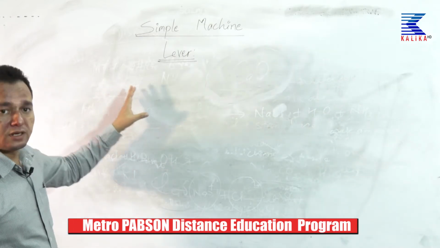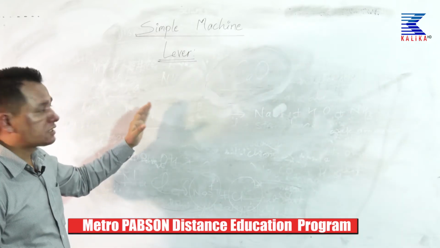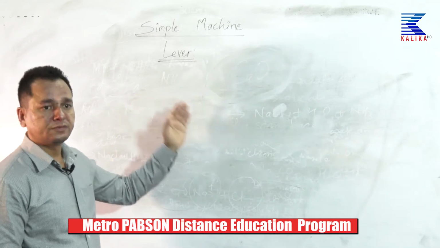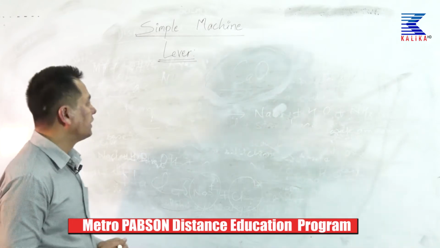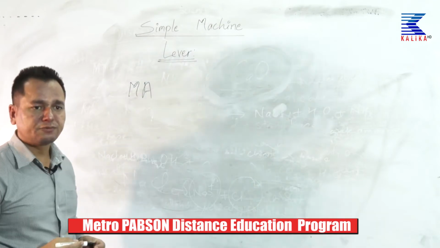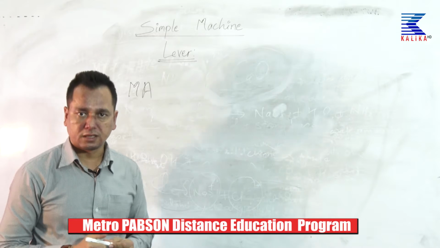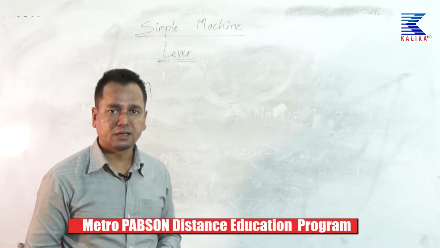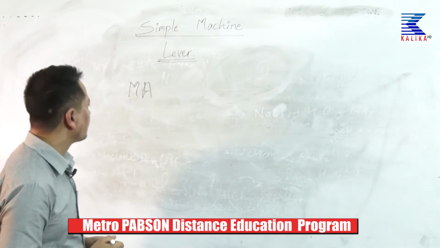And we are still in the continuation of the chapter Simple Machine. In last class, we were discussing lever, one of the simple machines. We discussed mechanical advantage in three different types of lever: first class lever, second class lever, and third class lever. So how can we determine the mechanical advantage in first class or second class or third class lever?